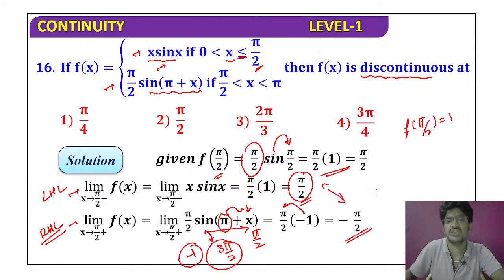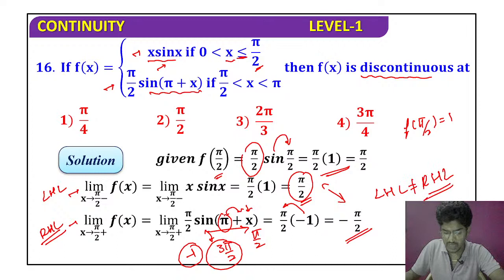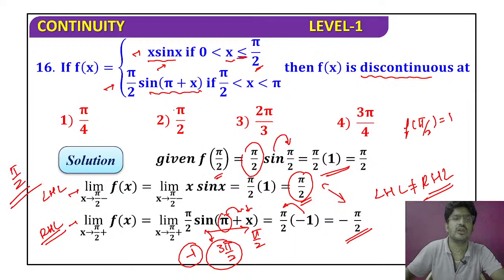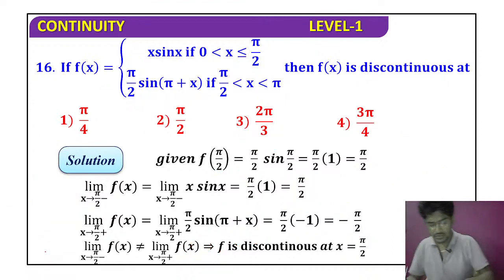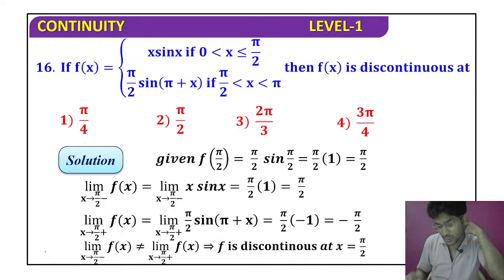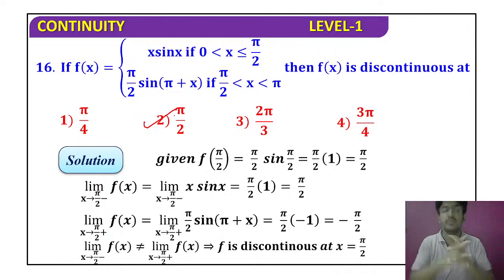Clear? So LHL is not equal to RHL at pi by 2. Therefore, it is discontinuous at x equal to pi by 2, so your answer will be option 2.